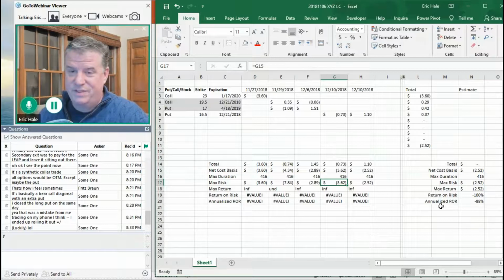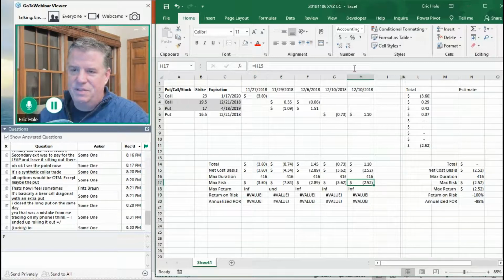And this is what I do. I go through every cell and make sure that these calculations are right down here. And my max risk is now, I have a long put and a short put. So my max risk is going to be the net debit that I have in here, because I have a long call and a long put. I'm sorry, so the max risk is the total of those two.